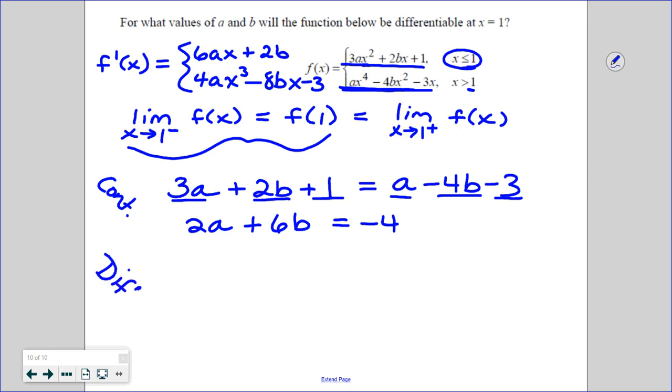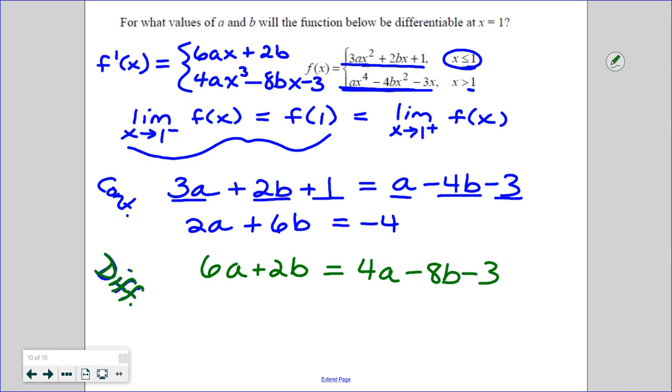Now what we're going to do is similar to what we did with continuity. For the function to be differentiable, we have found the derivative of each piece. Now we're going to plug 1 in for x and set those expressions equal to each other. So if I replace x with 1, I get 6a plus 2b equals, and plugging 1 in for x in the second piece, 4a minus 8b minus 3.